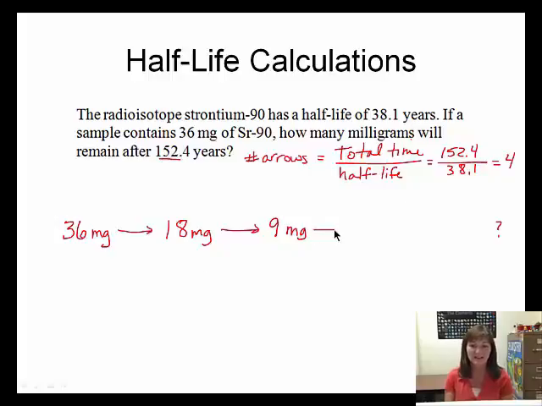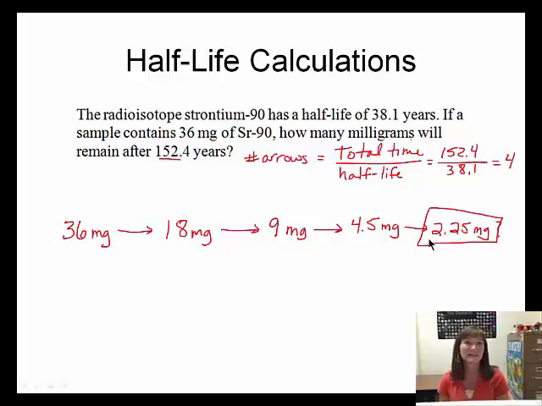So I have to cut the 9 in half, and that's going to be 4.5 milligrams. So right now I've gone through 3 half-lives. I've cut it in half 3 times, but I have to cut it in half one more time, so that's going to be 2.25 milligrams. So that is how many milligrams I have left after 152.4 years has gone by.